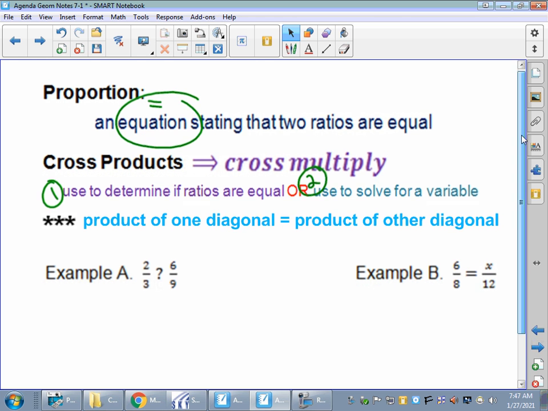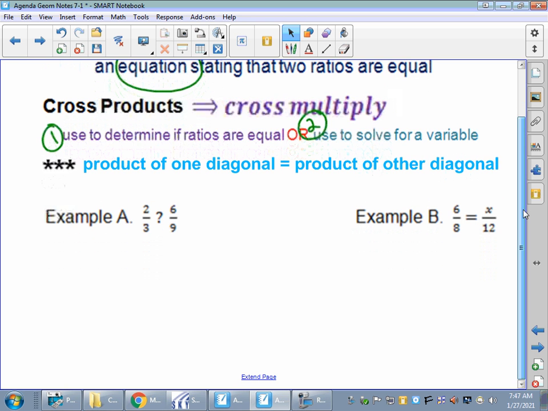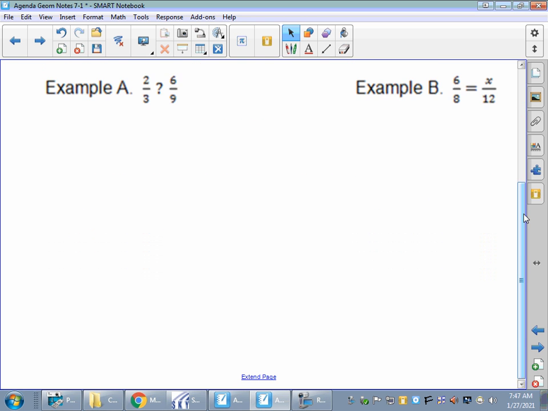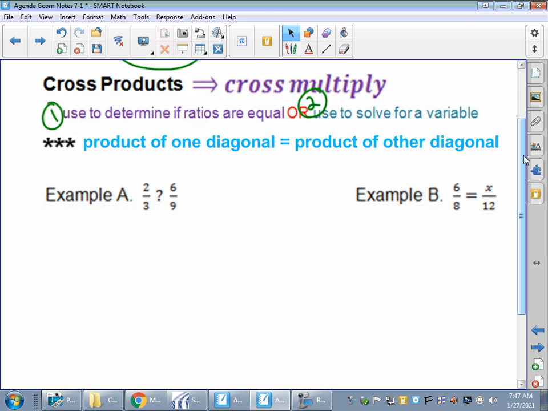So example A, you probably are intelligent enough to realize that yes, those two things are equal. 2/3 is equal to 6/9. You could turn them both into decimals and see if they come out to the same decimal. You could cross multiply. So what I'm saying is if I wanted to use cross products to check if they're equal, if I multiply this, 2 times 9 is 18, and 6 times 3 is 18. Since those two products are equal, these two fractions are equal. Put a big equal sign in between there.